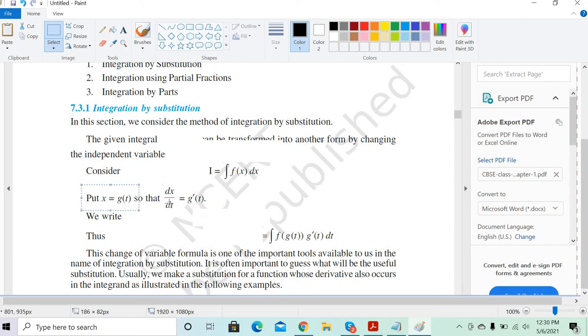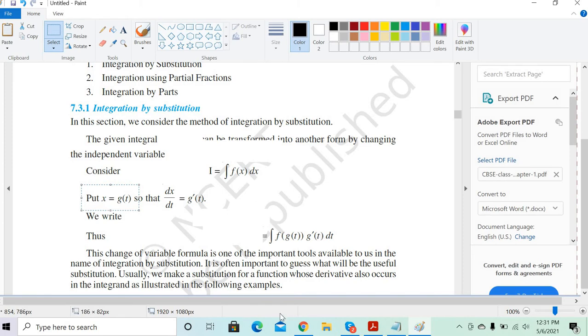Correct. Now this entire thing we substitute in the integration of f of x dx. So it becomes f of g of t into g dash of t into dt, because dx is nothing but g dash t into dt. Clear?